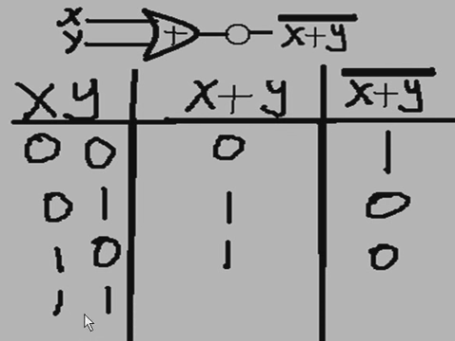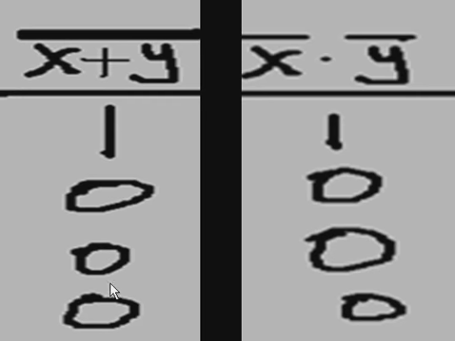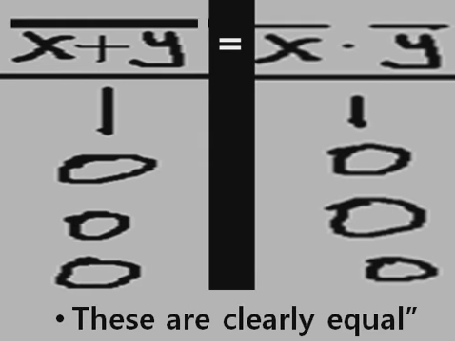Next input, we have a 1 and a 1. OR those together and you get a 1. Negate that 1 and you get a 0. Let's put these two side by side. And they are clearly equal. These two are clearly equal.